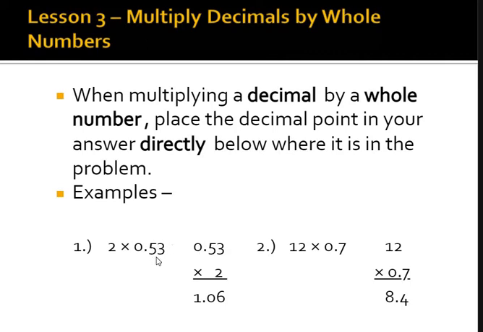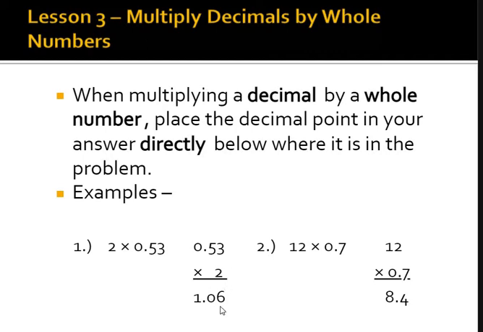As you can see here, although 2 is the smaller number, it consists of only one digit and 53 hundredths consist of 2 digits, so you put 53 at the top of 2. Then we start multiplying as we usually do. 2 times 3 is 6, 2 times 5 is 10.